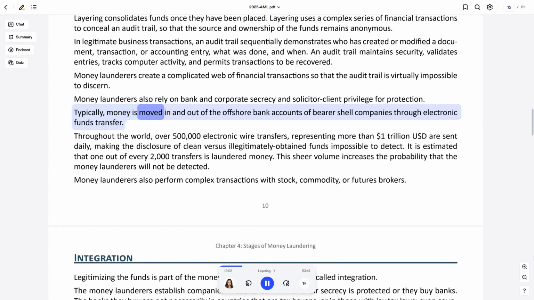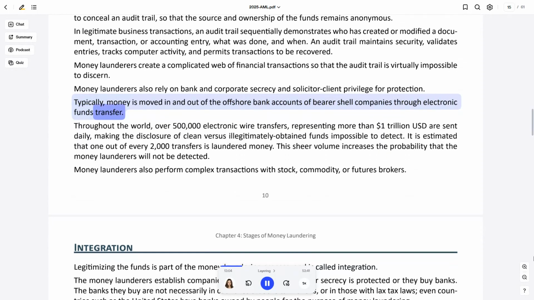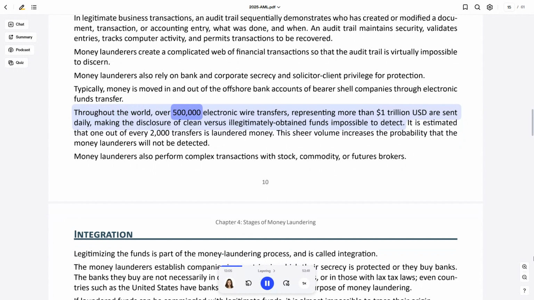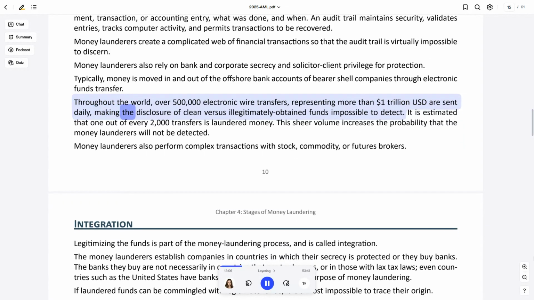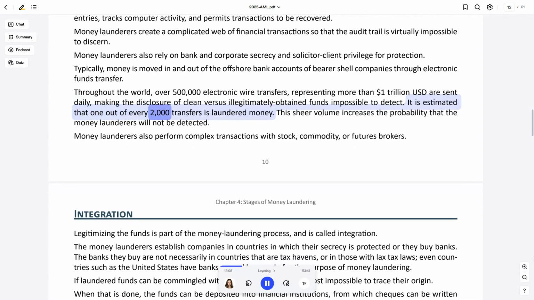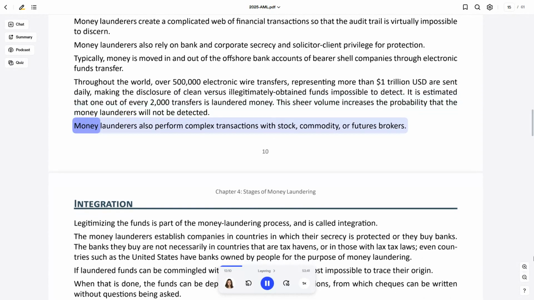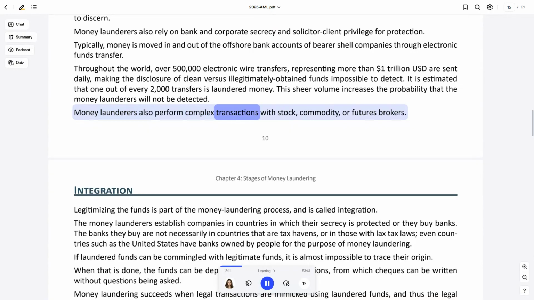Typically, money is moved in and out of the offshore bank accounts of bearer shell companies through electronic funds transfer. Throughout the world, over 500,000 electronic wire transfers, representing more than $1 trillion USD, are sent daily, making the disclosure of clean versus illegitimately obtained funds impossible to detect. It is estimated that 1 out of every 2,000 transfers is laundered money. This sheer volume increases the probability that the money launderers will not be detected. Money launderers also perform complex transactions with stock, commodity, or futures brokers.